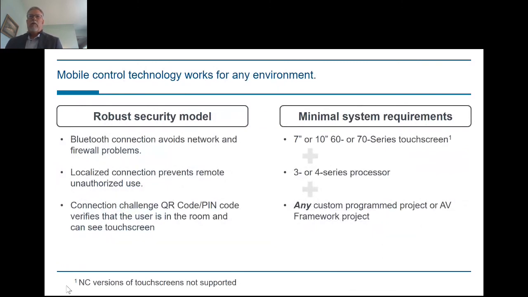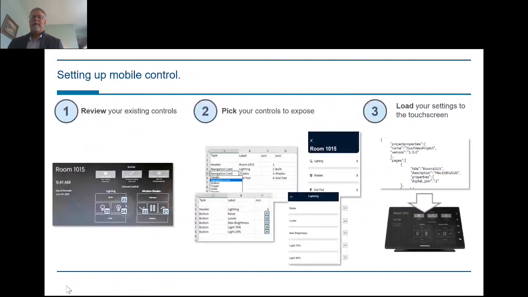So we have a robust security model. Bluetooth connection, localized connection prevents people from taking control, and also PIN and QR code. We need a 7 or 10 inch panel in the 60 series or 70 series, and a 3 or 4 series processor. And this could be for any custom program project or AV framework project that's out there. Really simple.